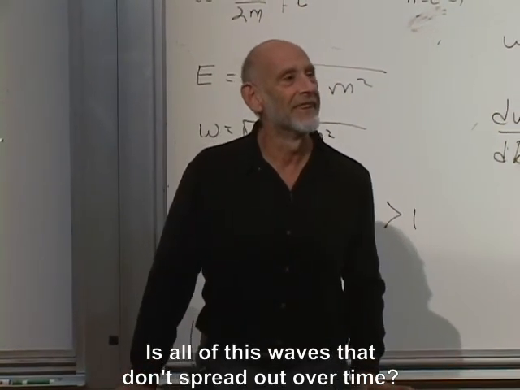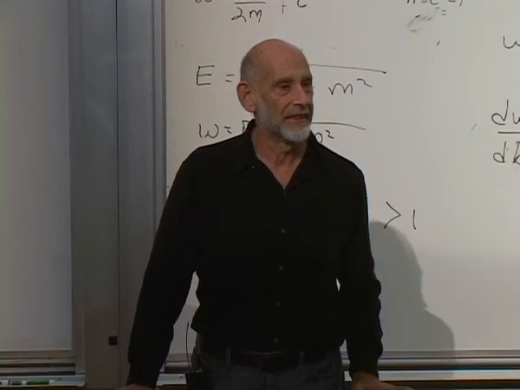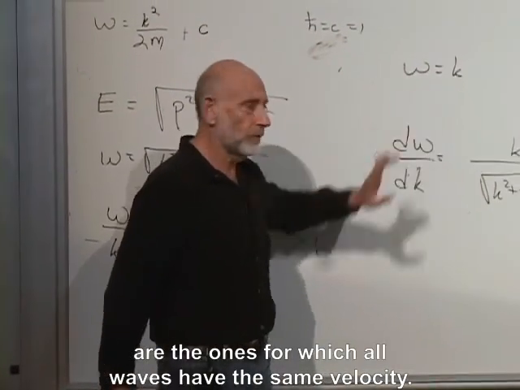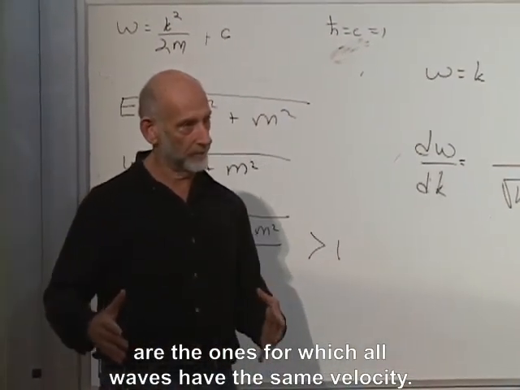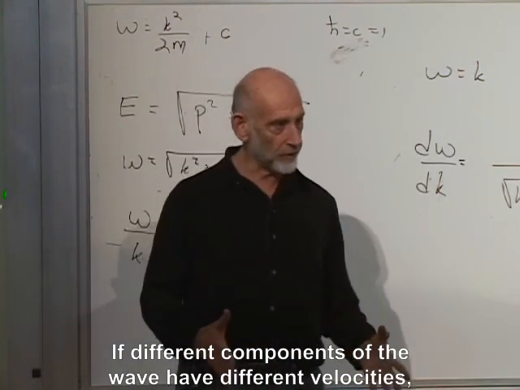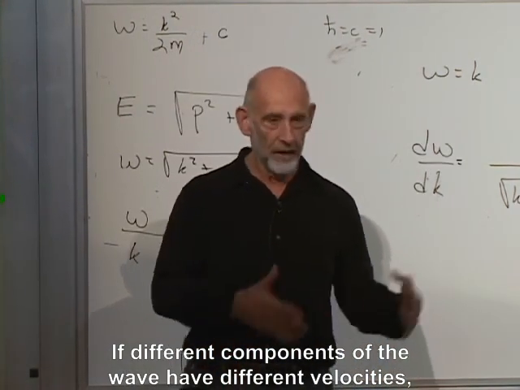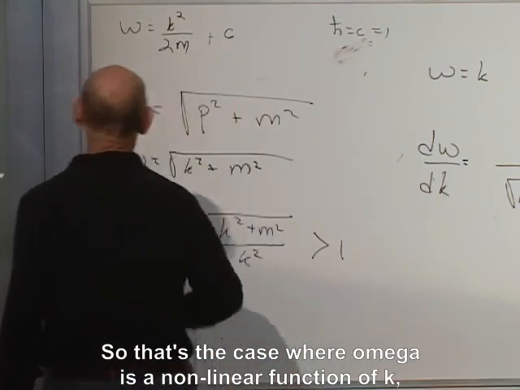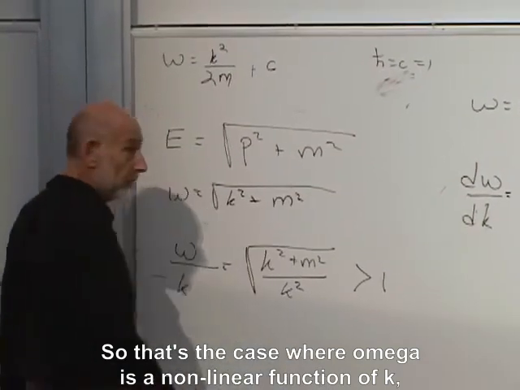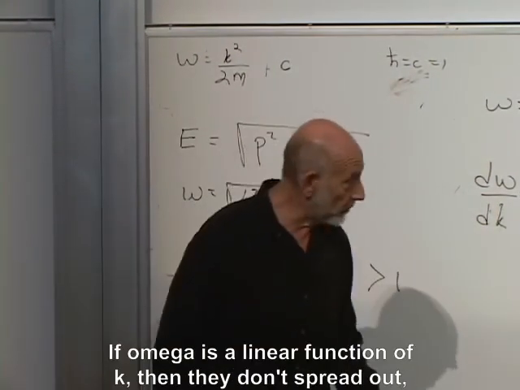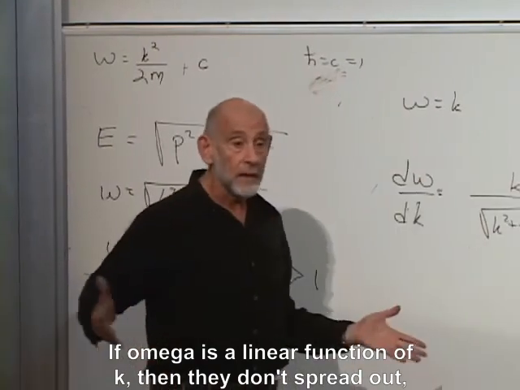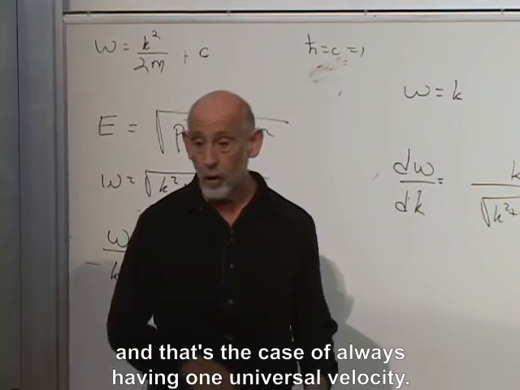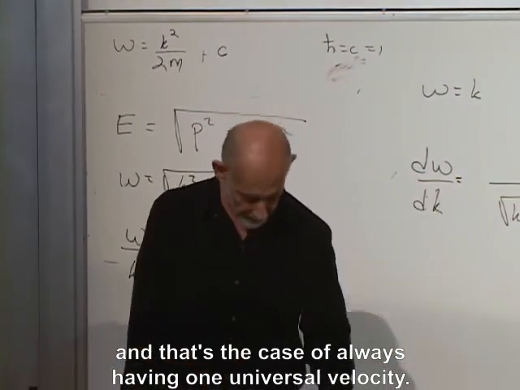Is all this for waves that don't spread out over time? Yeah, what's true for waves that don't spread out over time are the ones for which all waves have the same velocity. If different components of the wave have different velocities, then it's going to spread out, all right? So that's the case where omega is a nonlinear function of k, basically. If omega is a linear function of k, then they don't spread out. And that's the case of all waves having one universal velocity.